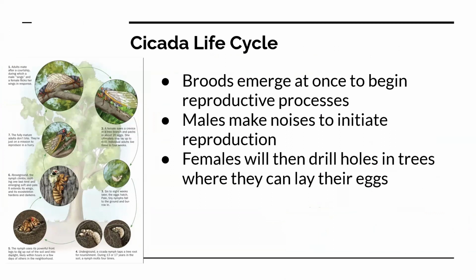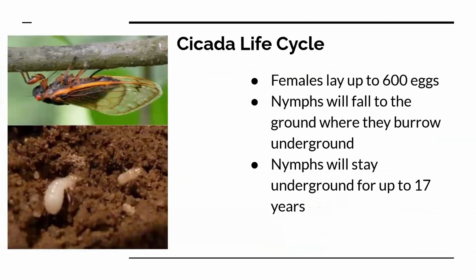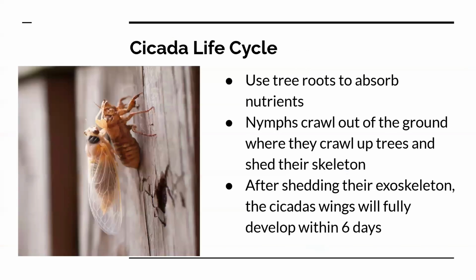All right, so cicada life cycle. Broods emerge at once and begin reproductive processes. Males will begin to make noise and initiate reproduction. The females will then drill holes into trees where they can lay their eggs. Females can lay up to 600 eggs, and nymphs will then fall to the ground where they burrow. Nymphs will then stay underground for up to 17 years.